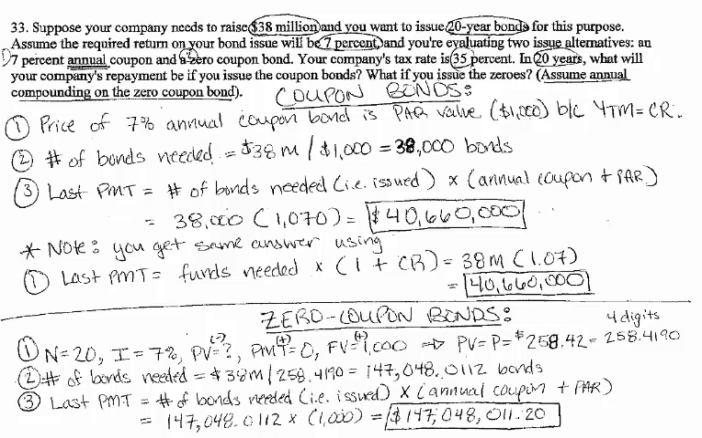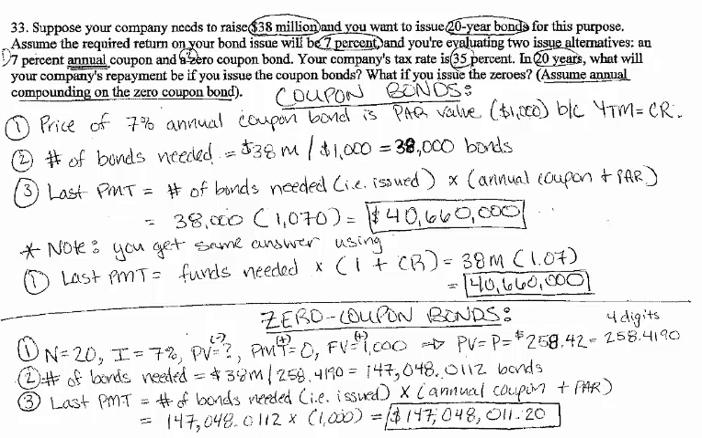Now, how many bonds would you need to raise this amount of money? You're going to have to sell 38 million divided by 258.42. You're going to have to sell about 147,048 bonds. Okay. Now, some people could argue here that you have to actually sell 147,049 bonds. It doesn't really matter. I'm not real worried about it to that specific degree, but just get close enough and you'll be okay here.